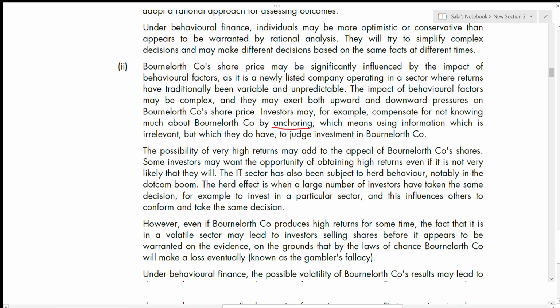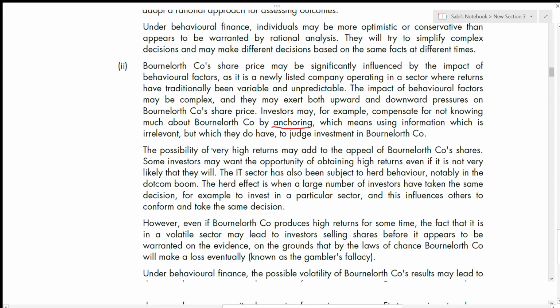That is anchoring. Second, the possibility of very high returns may add to the appeal of the company shares. So second is there's a possibility of very high returns. Some investors may want the opportunity of obtaining high returns even if it is not very likely that they will, right? So this is the second one.